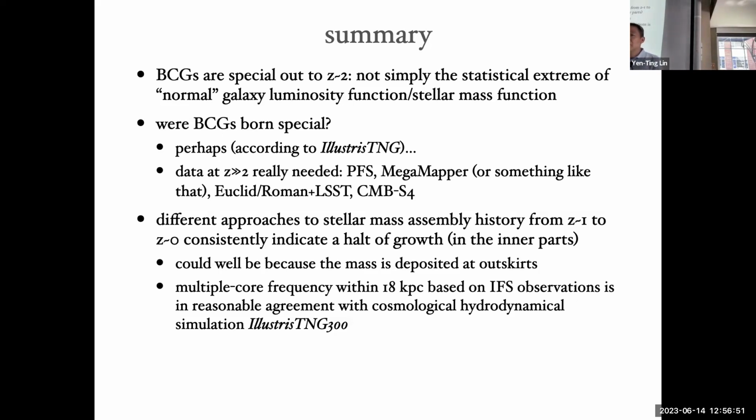Right. So what I didn't mention is that we actually measure the core frequency within a very small aperture, 18 kiloparsecs. This is like the half-light radius of our BCGs. So in terms of Coma, I agree with your point that this is kind of dependent on the viewing angle, but with our small aperture, I think this will not be an issue. Okay. Yeah.